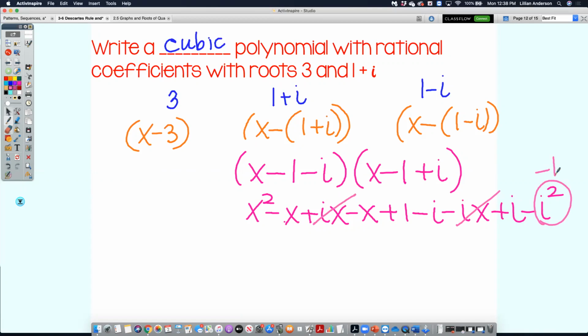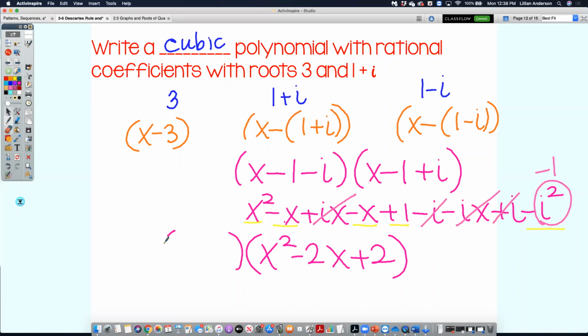The i's as well. So the only thing I'm left with now is an x squared, a negative x, a 1, and then this negative negative 1, which is technically a positive 1. So when I multiply those two imaginary factors, I end up with x squared minus 2x plus 2. No more imaginary parts, real coefficients. And now multiplying it by x minus 3 is going to be a breeze to do.